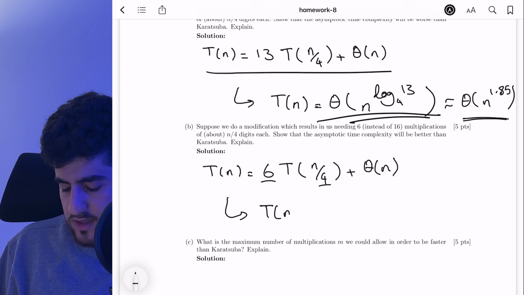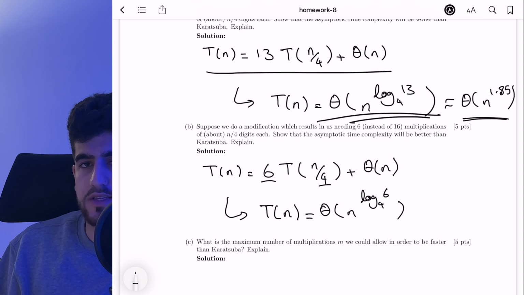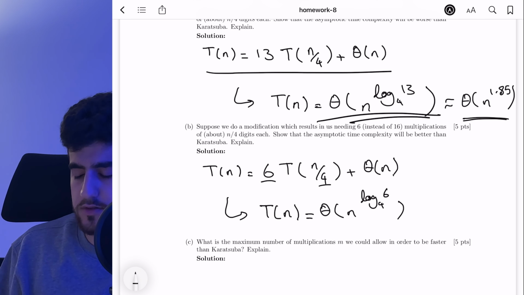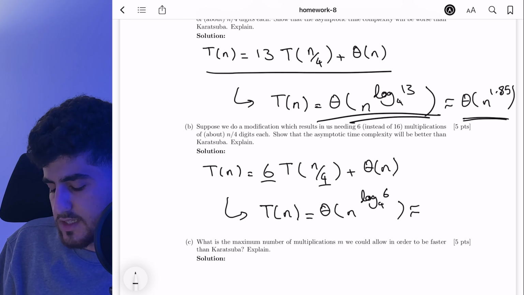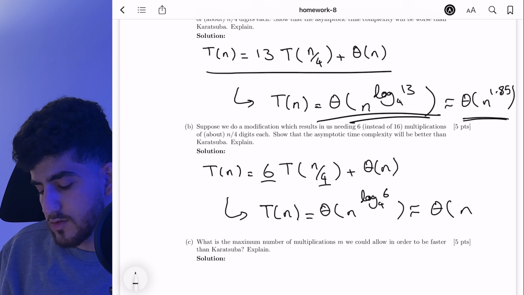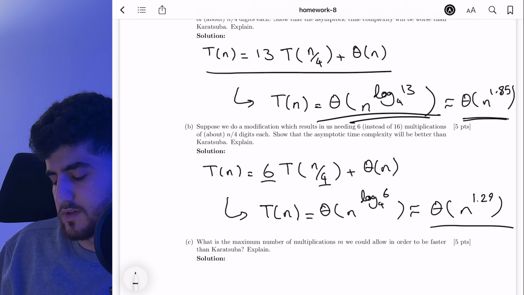master theorem, it tells us that T of n is going to be theta of n to the power of log of 6 in base 4, okay, which is better than log of 9 in base 4, so it is better than Karatsuba. You can also use a calculator and you can see that it's going to be equal to theta of n to the power of around 1.29, which is less than what we had before.